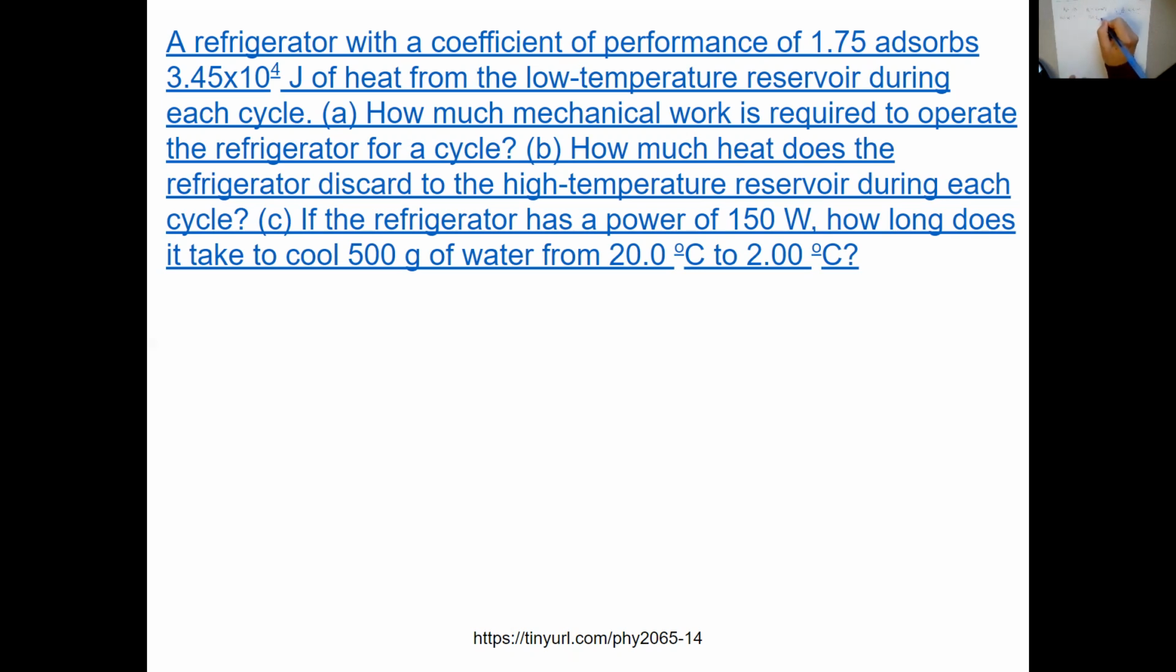For B, it's asking you what's the QH dumped. Now for C, it's asking if the refrigerator has a power P, which is equal to work divided by time, that's 150 watts, how long does it take to cool 500 grams of water from 20 degrees Celsius to 2 degrees Celsius? In this case, the QC would be the heat loss of the water. That means the mass of the water, C of the water, and delta T of water. You probably want to take the absolute value here because this would be a negative number, which means heat being removed. Remember, C of water is 4186 joules per kilogram degree Celsius. I'm going to give you a few minutes to work on this, and then we can take a look at the solution together.